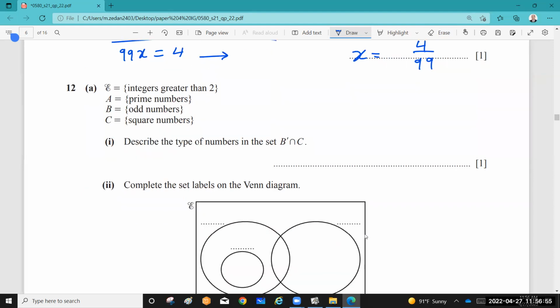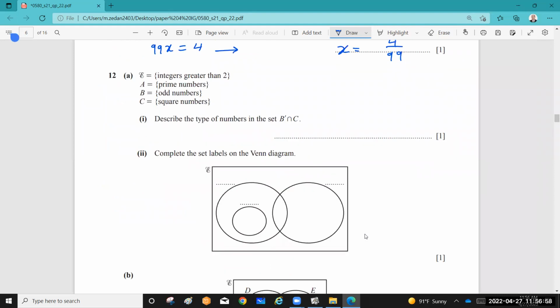I have a very good question here about Venn diagrams. I have a universal set of integers greater than 2, I mean 3, 4, 5, and so on. The prime numbers from this set will be 3, 5, 7, and so on. You know a prime number has only 2 factors. Odd numbers 3, 5, 7, 9 are different from prime, of course, but really all prime numbers more than 2 are odd. Square numbers are 1, 4, 9, 16, and so on. We don't have 1, so 4, 9, 16. So describe the type of numbers in the set B: prime.